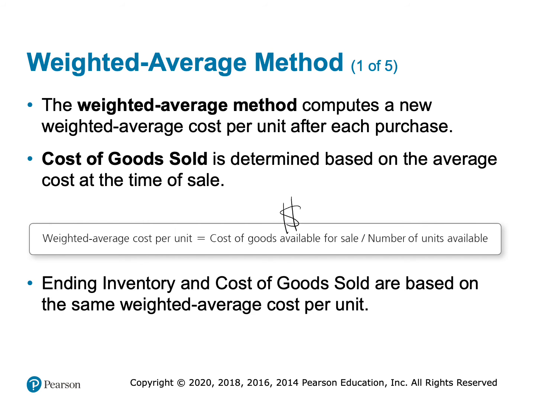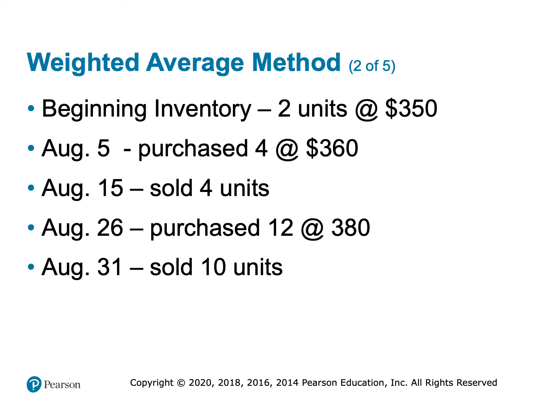Now, a rule of thumb that you want to write down in your notes is that you must calculate a new weighted average cost per unit every time you make a purchase. Every time you make a purchase, you must calculate a new weighted average cost per unit. So let's walk through an example using the exact same data that we did under FIFO and LIFO.